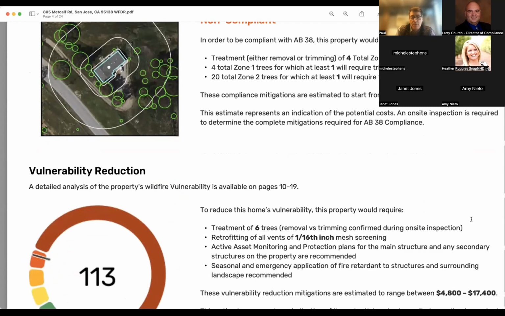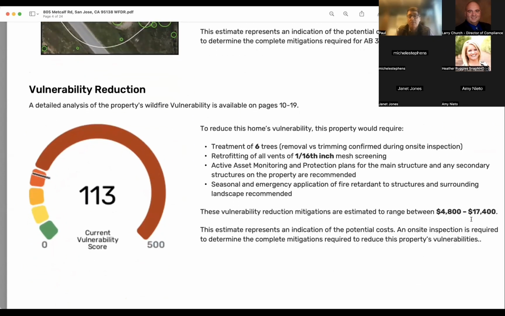Next, we look at the vulnerability reduction. So this gets more close to the terms that an insurer is going to look at. What is the susceptibility of this structure to a passing wildfire? And I'll get into that in a little more detail here in a second. But again, we're going to show you a score, or we're going to actually score the vulnerability.